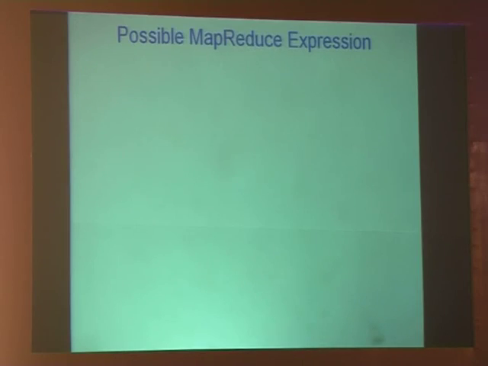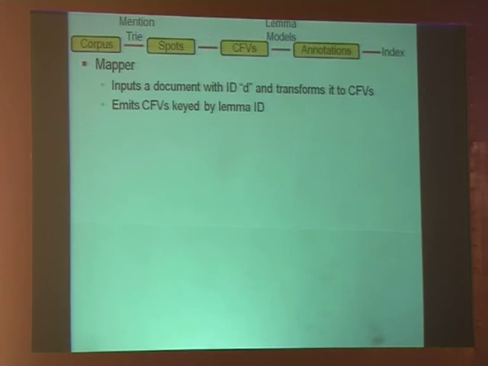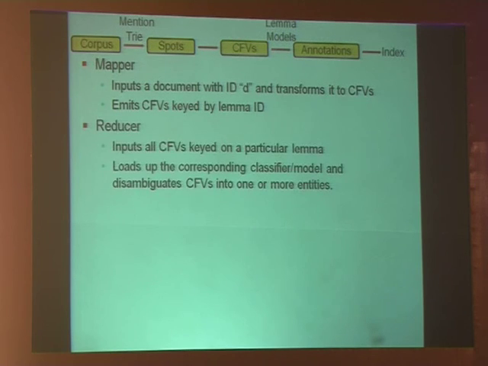But what's the possible MapReduce expression for our approach? The mapper will input a document with ID D, transform it to CFVs, and emit those CFVs keyed by the lemma ID. So this portion of the workflow will be done by the mappers, and this portion will be done by the reducers. The reducer will input all such CFVs keyed on a particular lemma, load up the corresponding model, and disambiguate them. So the mapper completes this portion and the reducer completes this portion.